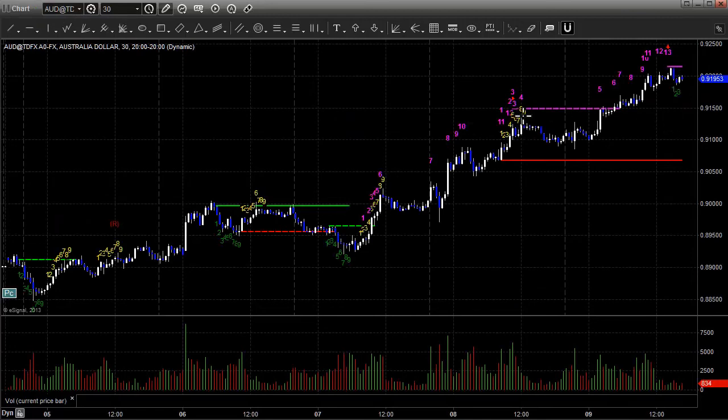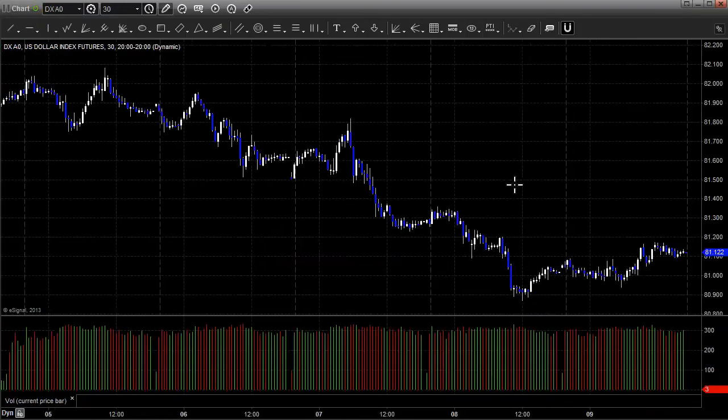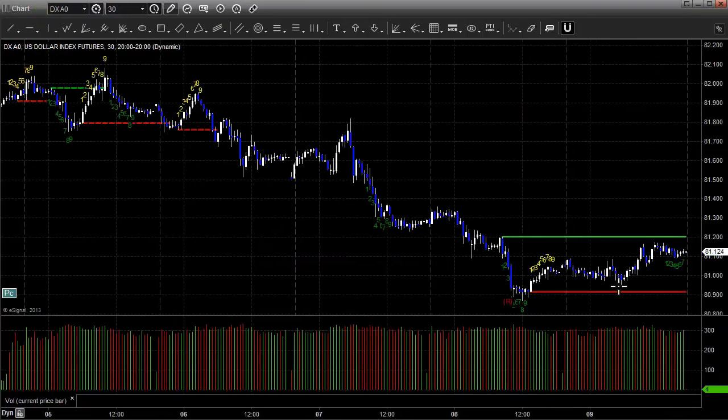First there was a 13 seeker sell signal right here that led to a flat action for a 24-hour window, and then we got one on Friday as well. Finally, let's take a look at the dollar index daily 30-minute chart, just so you can see that for the week we did indeed head lower.